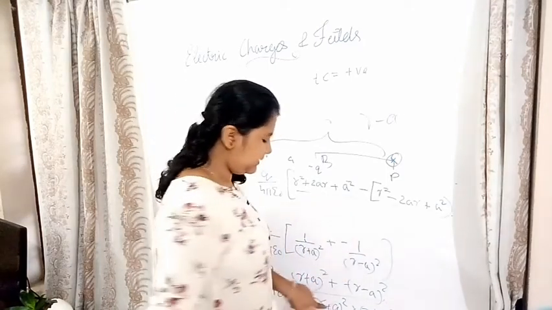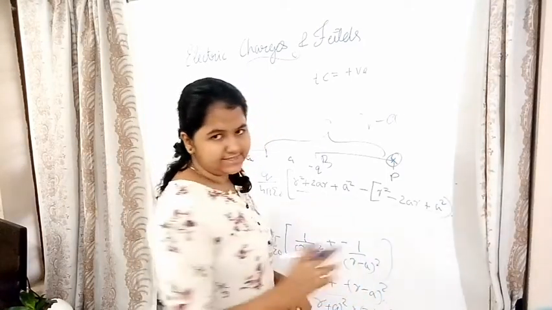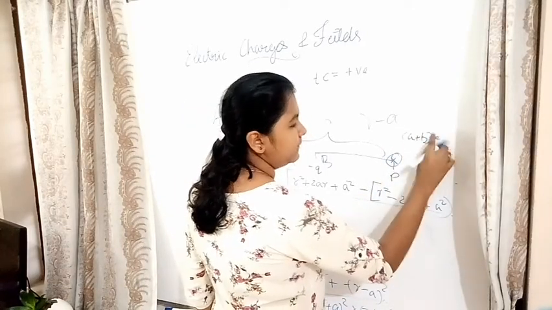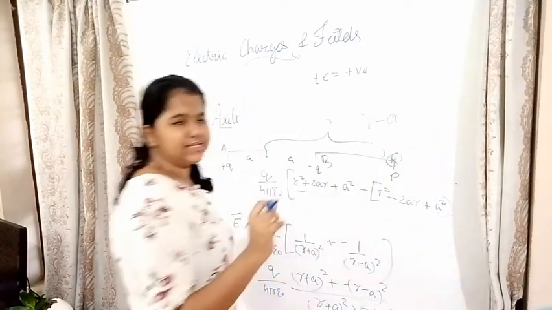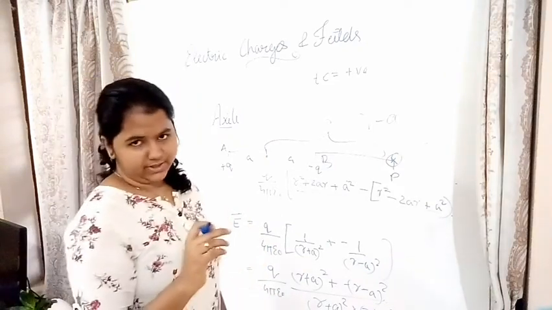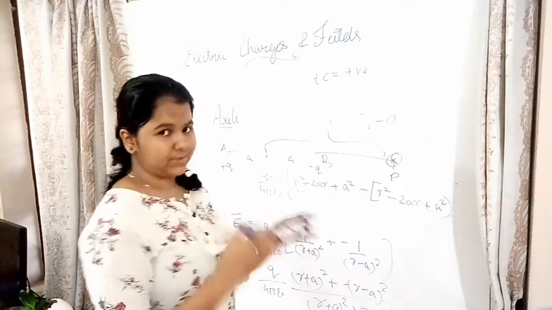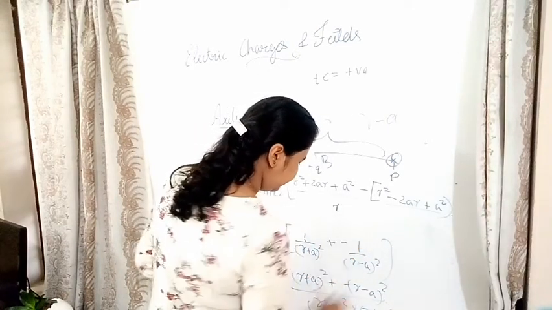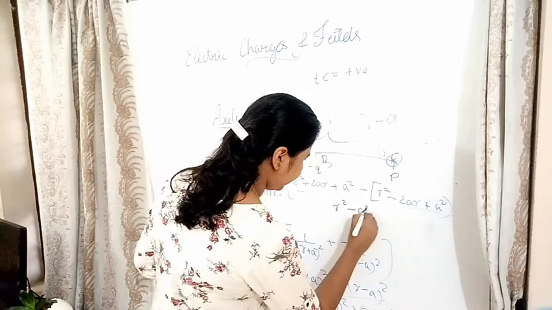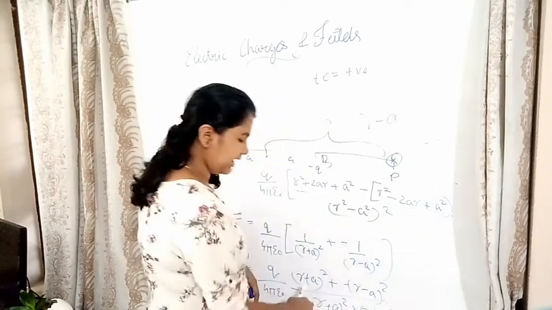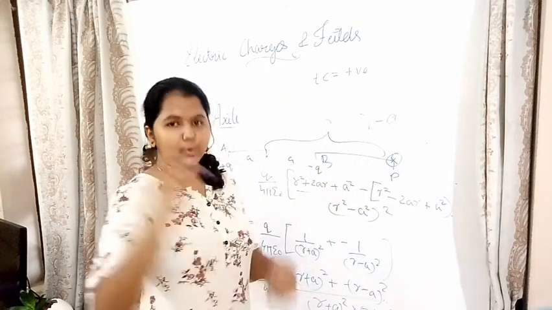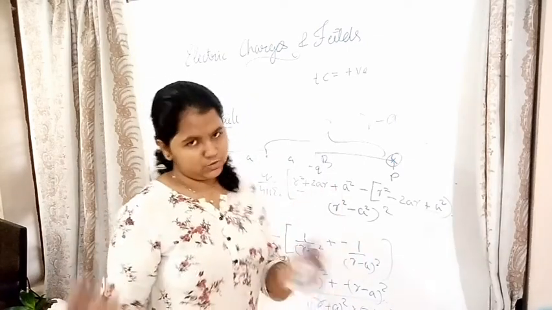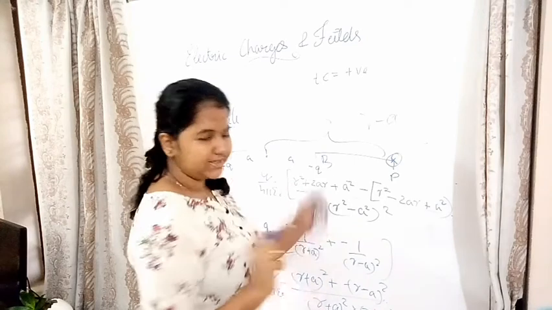Here it is (r plus a) the whole square into (r minus a) the whole square. That is (a plus b) into (a minus b). Okay, (a plus b) into (a minus b) is equal to a square minus b square. So we will write it as (r square minus a square) the whole square, because this is (a plus b) the whole square into (a minus b) the whole square.